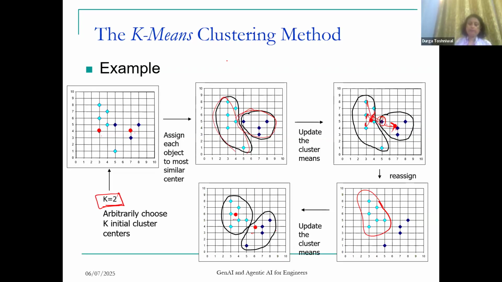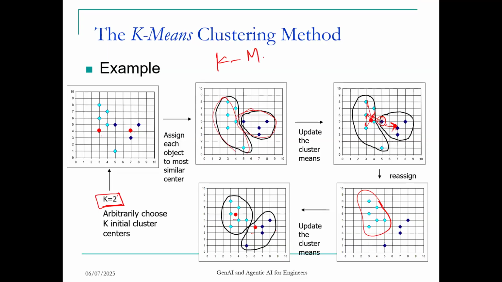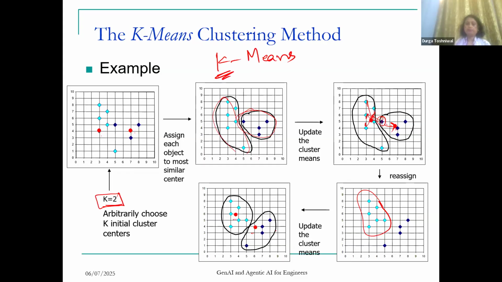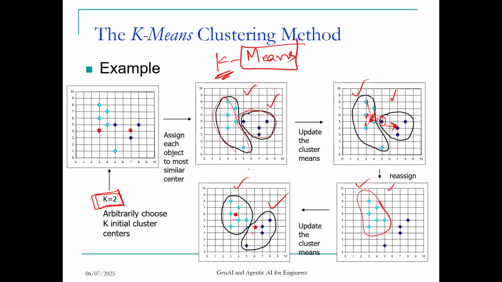Here, in K-means, this value is fixed. So in this example, it is fixed to 2. So you can see the number of clusters will be 2 all through. What will change will be the means.